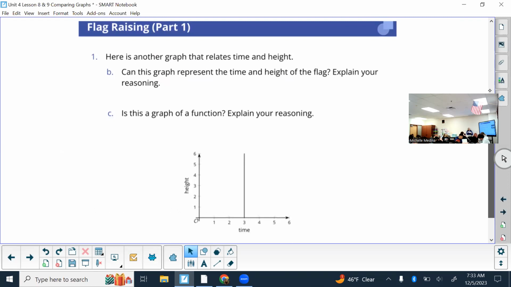All right, so still about the flag raising. Here's another graph that relates to time and height. Can this graph represent the time and height of the flag? Explain the reasoning. And then also, is this graph a function? So now answer these 2 questions. Feel free to discuss with your group. The reporter will switch, or might not, depending on what the criteria is next, but this is your point of discussion. Could this represent the situation, and is it a function?